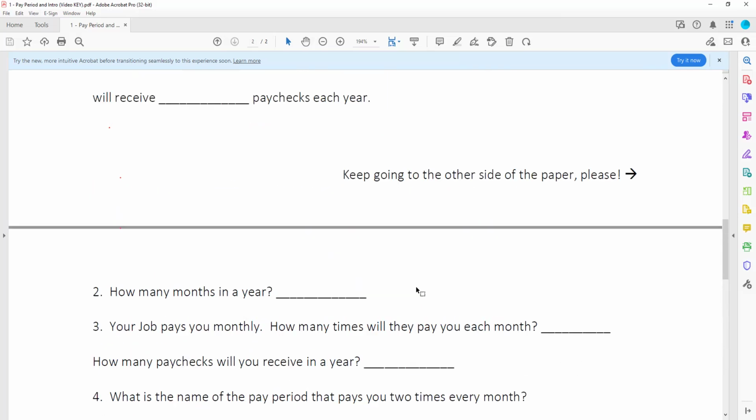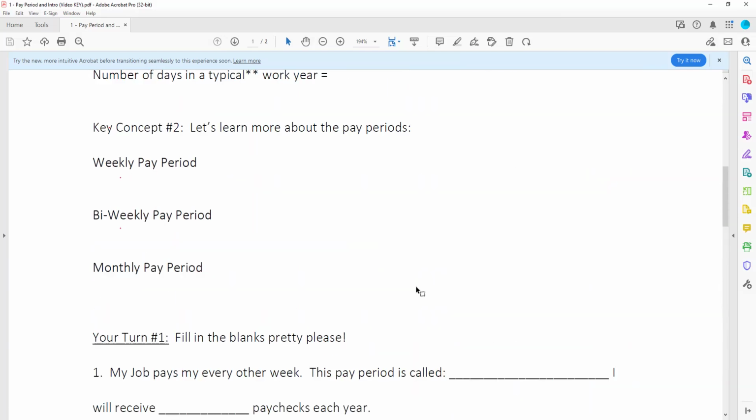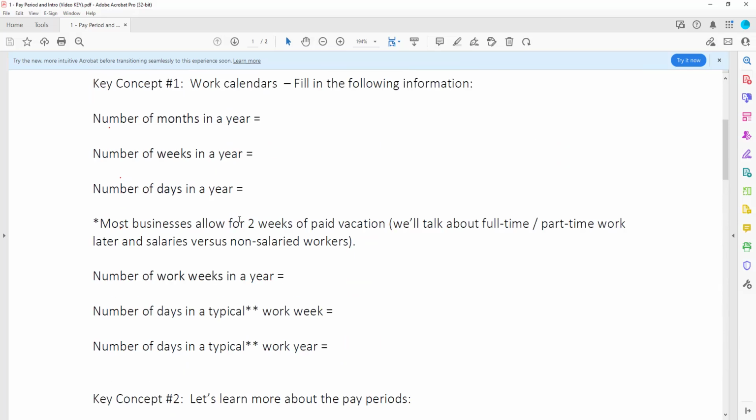But again, with the job you're going to get, you need to pay attention to how much you are going to get paid, how you are getting paid, and how frequently you're getting paid. Those are all really good questions you need to think about before even accepting a job.